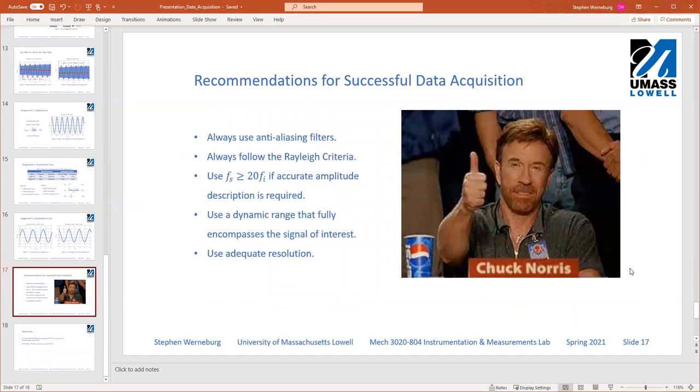So some recommendations that we can take from this lab to correctly perform digital data acquisition are to always use anti-aliasing filters, always follow the Riley criteria, and use a sampling frequency that's equal to or greater than 20 times the frequency of interest if you need an accurate amplitude description. You want to use a dynamic range that fully encompasses the signal of interest, and you always want to use adequate resolution.